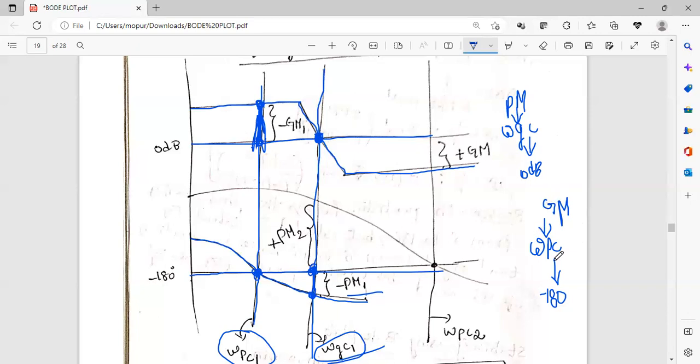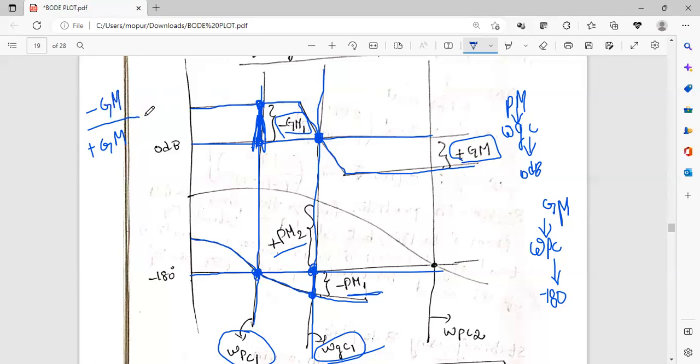The important thing is phase margin below the minus 180 degree line should be taken as negative phase margin, and above the minus 180 degree line will be taken as positive phase margin. Similarly, gain margin below 0 dB is taken as positive, above 0 is taken as negative. You should remember this carefully. Gain margin is positive below the 0 dB line and negative above the 0 dB line.